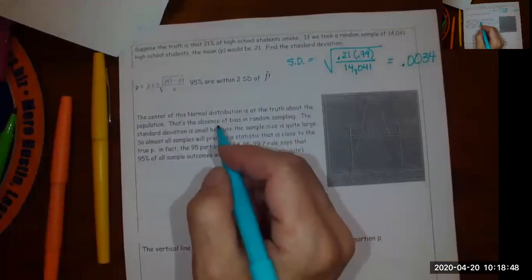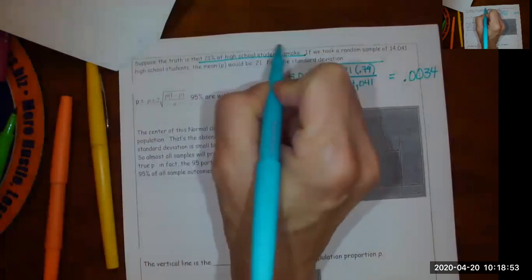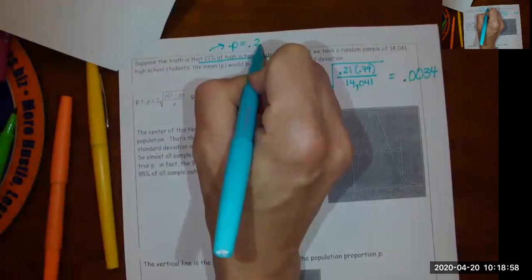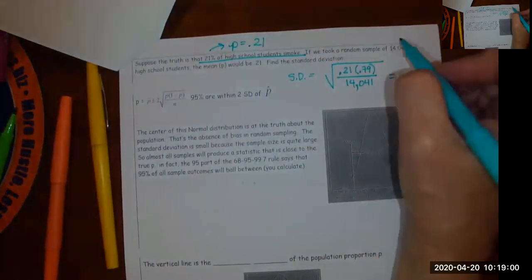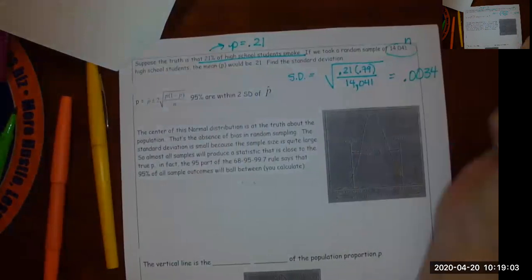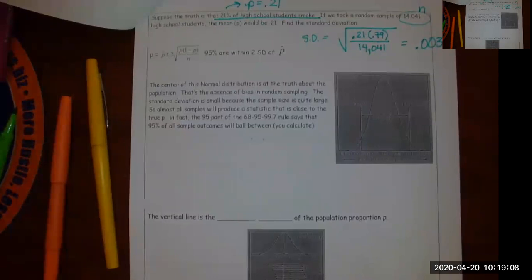Okay, so that equals, take time to type it in, 0.0034. And I want to be clear, right? 21%, if that's what they give you, that means P equals 0.21, right? If there's this many, that's N, okay? The center of this normal distribution is at the truth about the population. That's the absence of bias in random sampling. The standard deviation is small because the sample size is quite large. So almost all samples will produce a statistic that is close to true P.